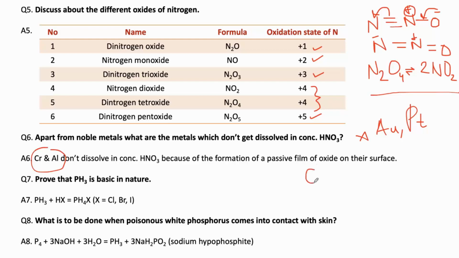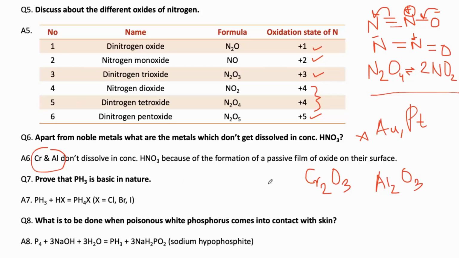Chromium gets oxidized by nitric acid and forms Cr2O3 oxide, and aluminium also forms Al2O3, which is also an oxide. These oxides form a layer on the outer surface of the metal. This passive film of oxide does not allow nitric acid to react with the metal, that is, the chromium or aluminium.